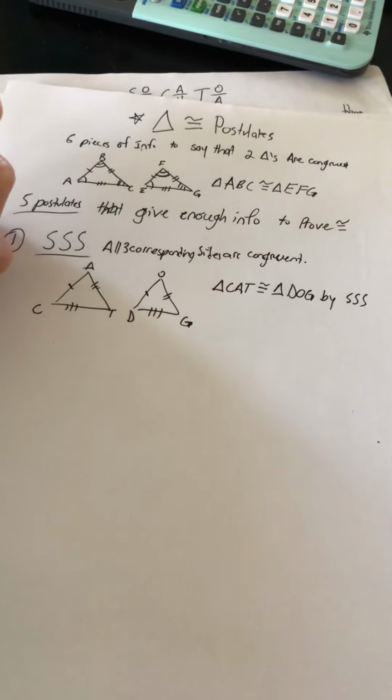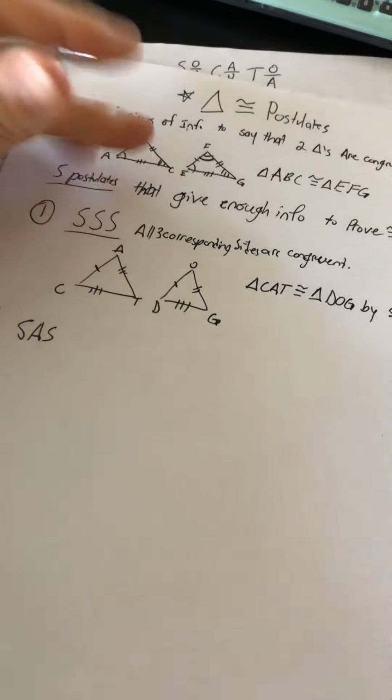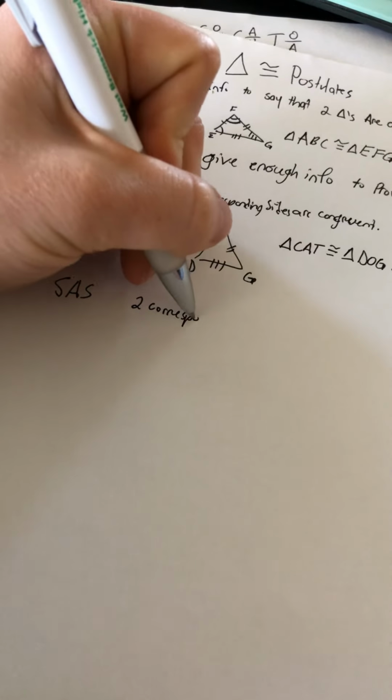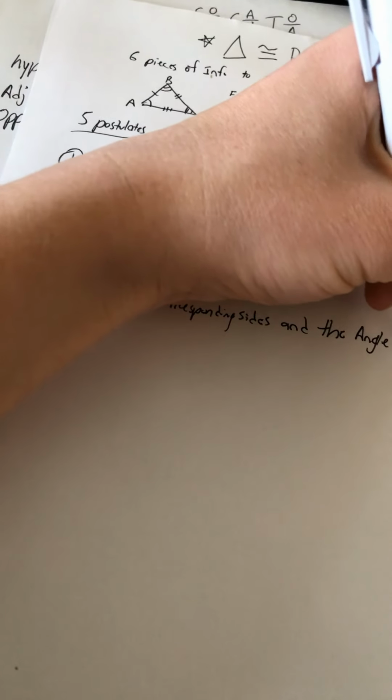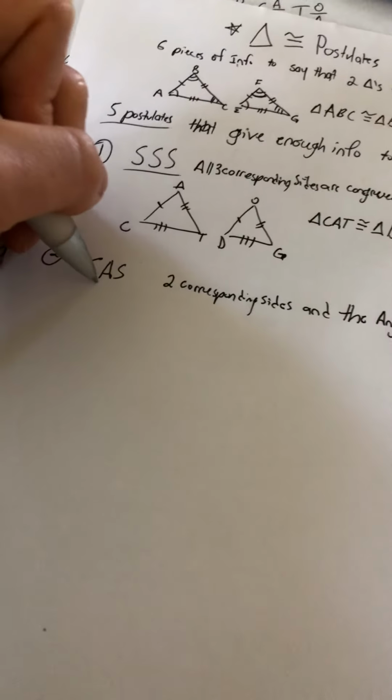Our second one is if we have side, angle, side. Okay, so it's always two sides, two corresponding sides, and the angle between them. Okay, the angle always has to be between them. That's why the A is in the middle. It connects the two sides together. Okay.